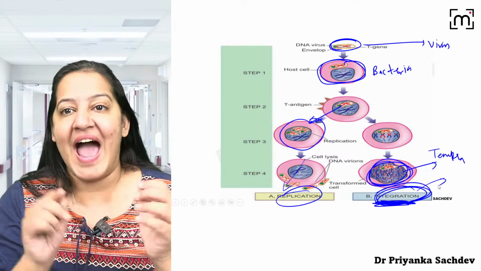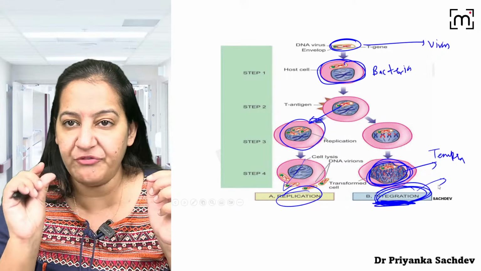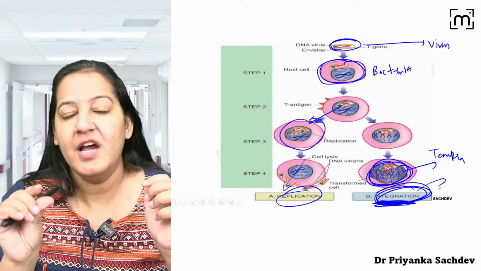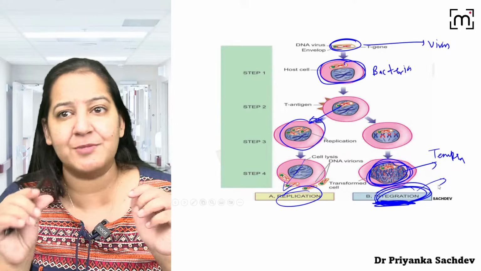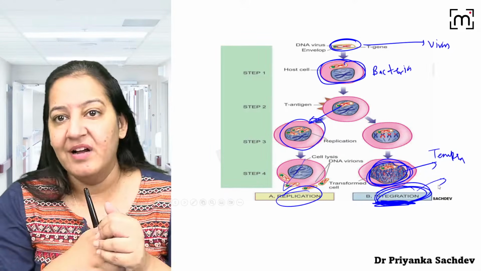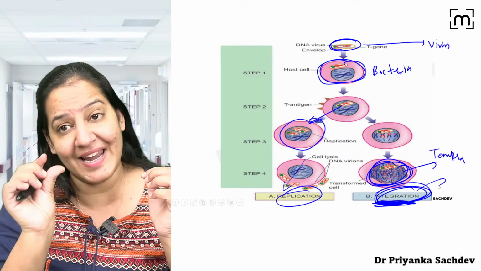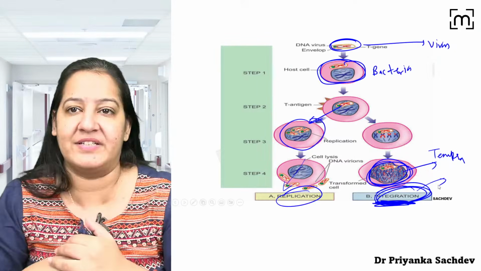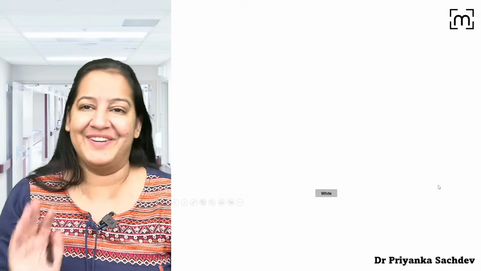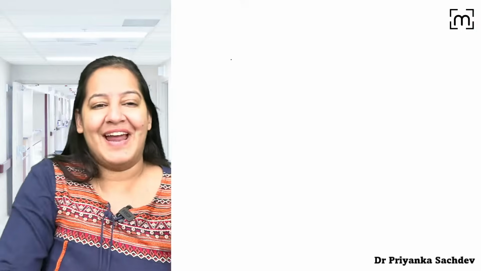In transduction, listen, the bacteriophage was acting as a vehicle. It was just a vehicle. It was only transmitting the DNA from one bacteria to another. Here, actually, the DNA of the bacteriophage is merging with the bacteria. You got my point? Let me explain. Don't worry. Don't get confused.